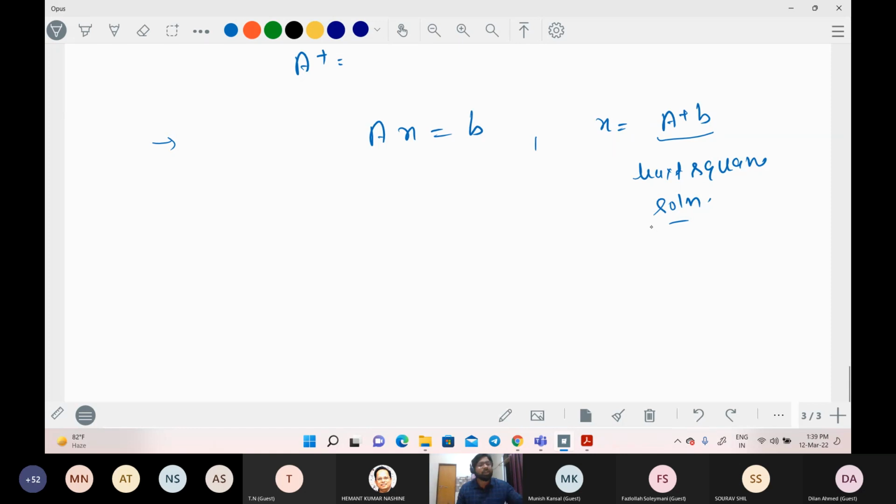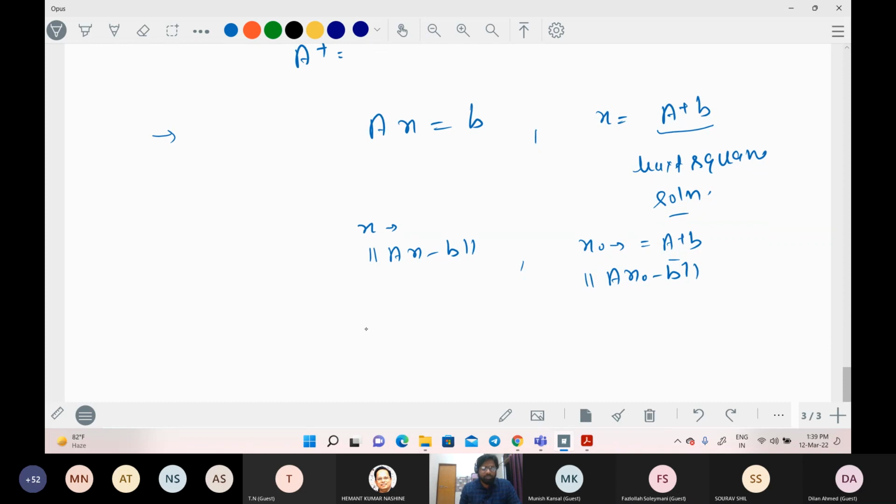What is the meaning of saying least squares solution in the mathematical sense? It means that suppose you have x, so many solutions of these equations, and you are computing the norm of Ax minus b. And suppose you have x0 equal to A dagger b, the Moore-Penrose inverse solution, and you are computing the norm of Ax0 minus b. Understand? So what is happening here? You will find that the norm of Ax minus b must be greater than or equal to the norm of Ax0 minus b. In the sense of the L2 norm we have taken, I'm not writing it here particularly.